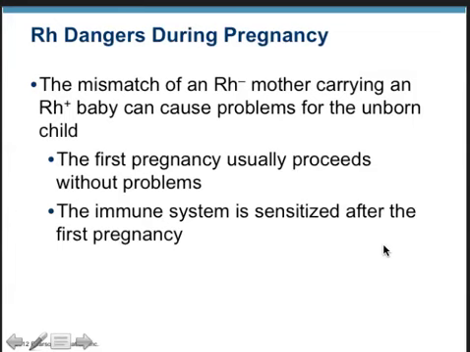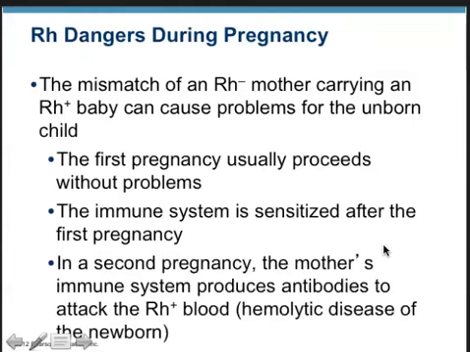But after the first pregnancy, the immune system has become sensitized. In the second pregnancy, the mother's immune system has produced enough antibody that it can attach to the Rh positive blood in the newborn by moving across the placenta, getting into the baby's circulatory system, and then causing those red blood cells to lyse. And again, that can kill the baby very easily.